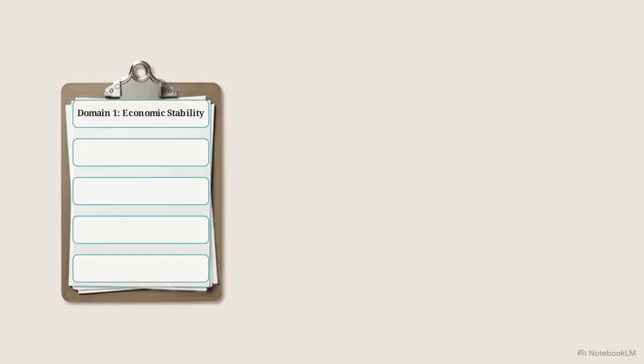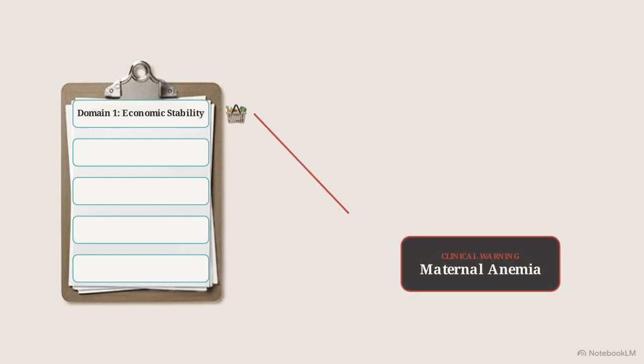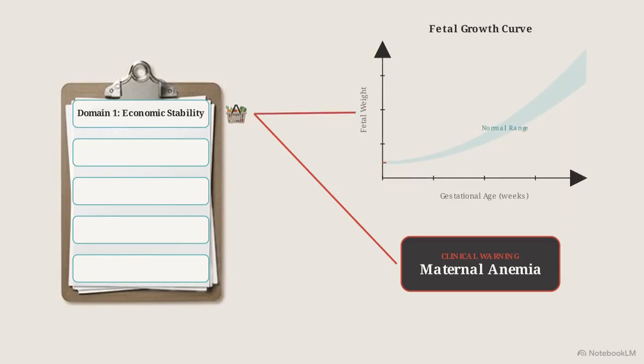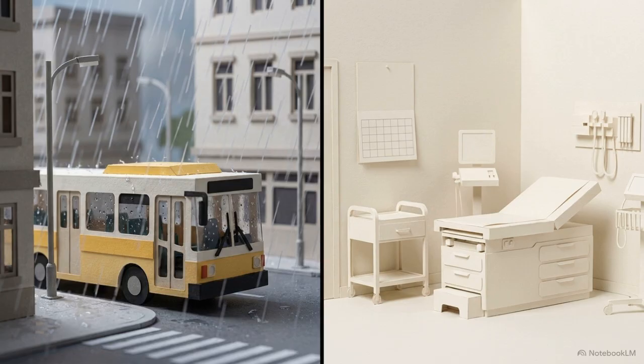Domain 1 is economic stability. For a pregnant client who cannot afford healthy food, the clinical risk is nutritional deficiency, causing severe maternal anemia and fetal intrauterine growth restriction. Domain 2 is healthcare access and quality.